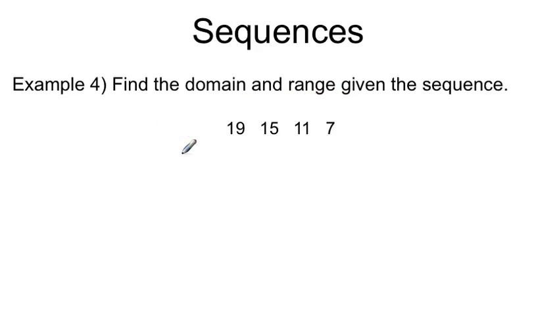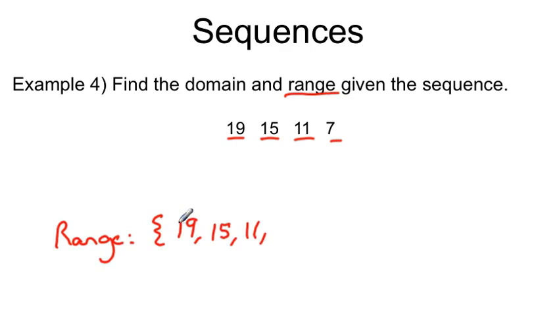Sequences. This is the absolute hardest of all the different ones that we're looking at to get a proper domain and range for it, or at least it's the one students have struggled with the most in the past. And here's why. When we look, there's only one set of numbers, and we want two. We want the domain and the range. So let's talk about the range first, because it's actually a little bit easier. So the range on a sequence is literally just all the numbers in the sequence. So when I go to write them, I would say that the range is going to be 19, 15, 11, and 7.